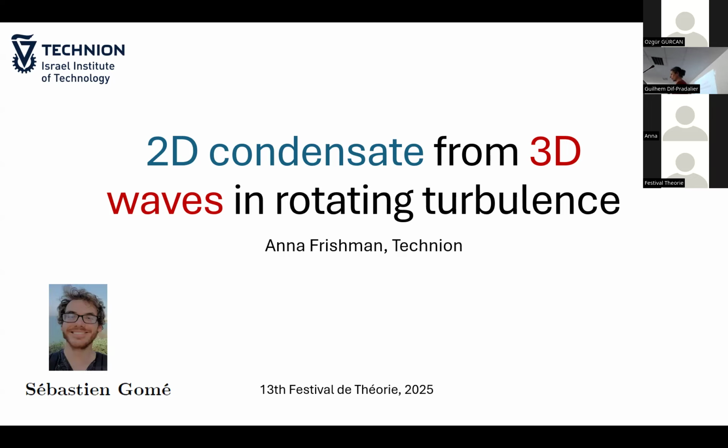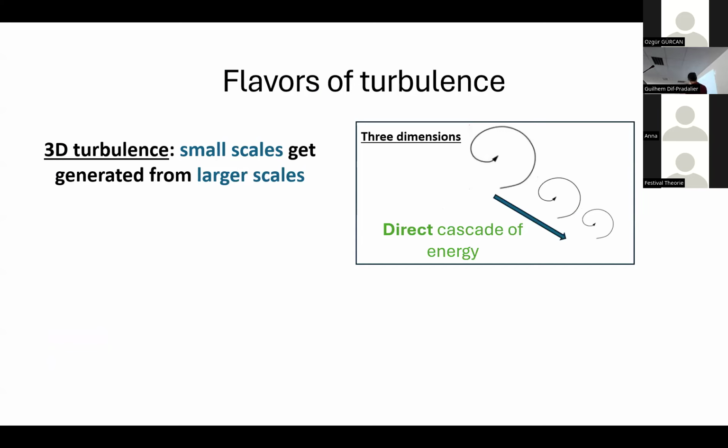Doing very hard work. Okay, so I'll talk about a few flavors of turbulence in this talk. The first flavor of turbulence that we know about is 3D turbulence. So the usual picture is you have large scales, energy injected in large scales, and then you get smaller and smaller scales. You have a direct energy cascade.